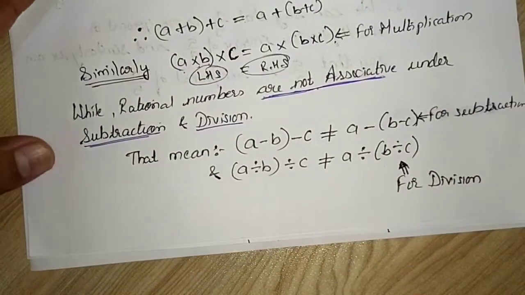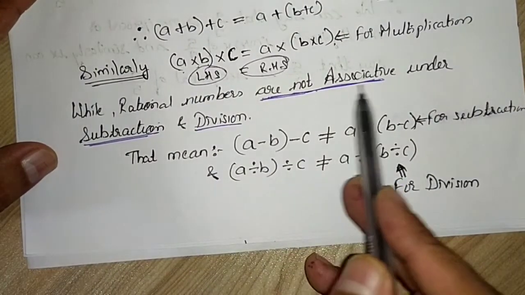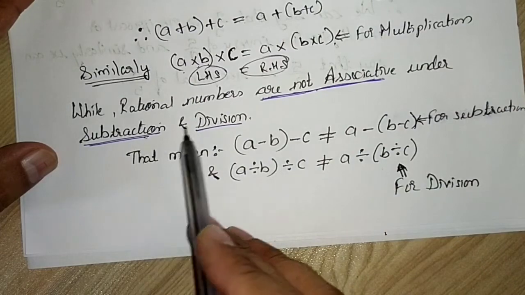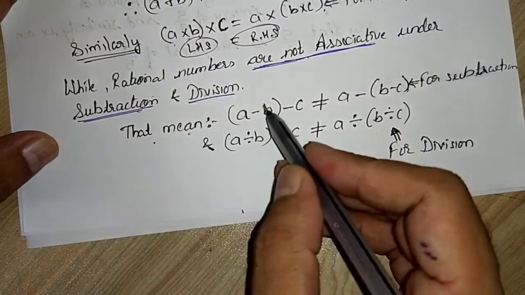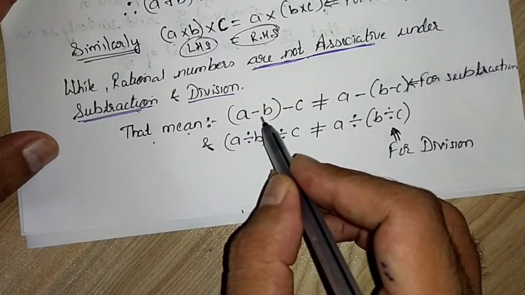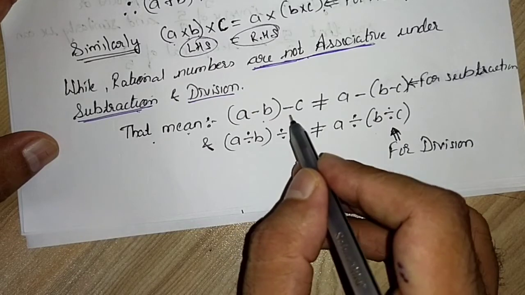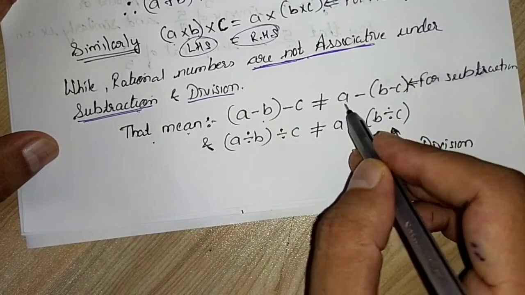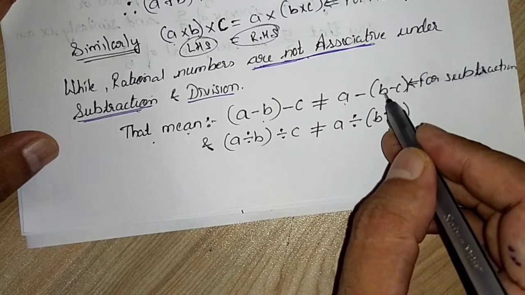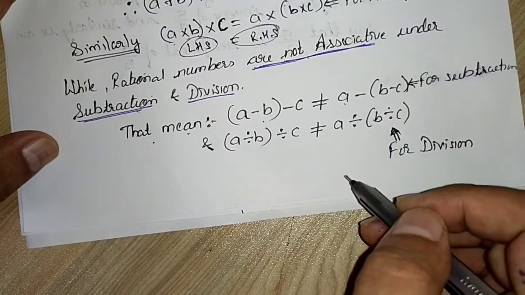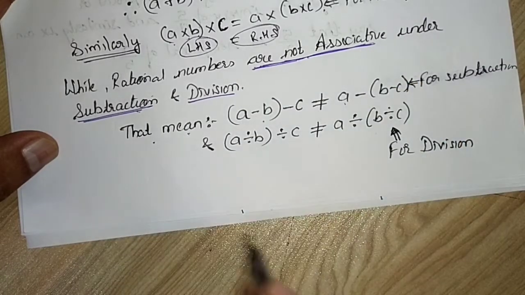Now students, associativity: rational numbers are not associative under subtraction and division. What does that mean? That means if I am grouping A minus B and the resulting answer, if I am subtracting C from it, is not equal to the grouping of B minus C and the resulting answer of B minus C is subtracted from A. So we can say that rational numbers are not associative under subtraction.